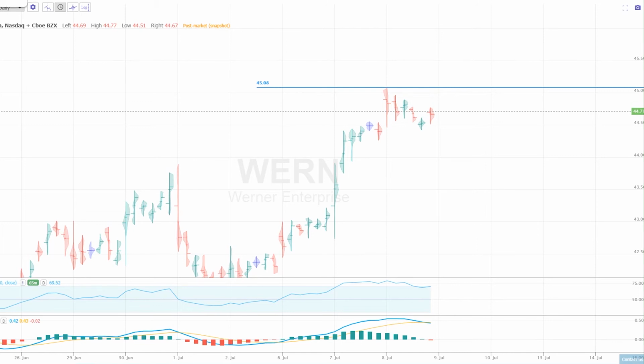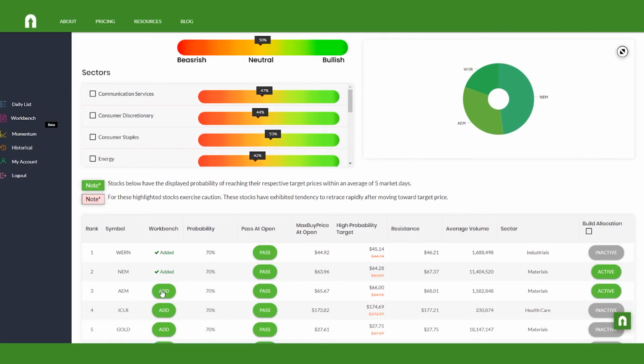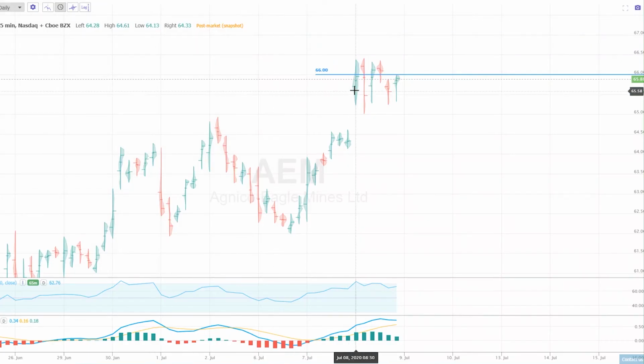Let's look at another example. Let's look at AEM. Okay, so AEM, we're going to add that to our workbench. And it had a max buy price at open at 65.67 with a target of 66. Now, it opened at 65.70. So right at that point, it's just about where it says your max buy price is at, but it did go below there. And then it did go above the target of 66 and was above and below all day and even ended really close to that target of 66. So this would be absolutely hitting their target.